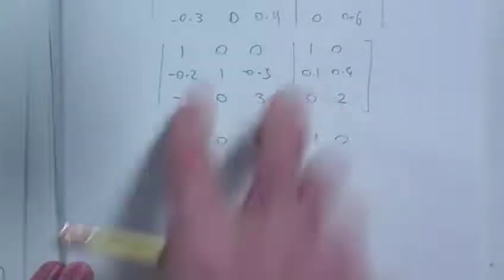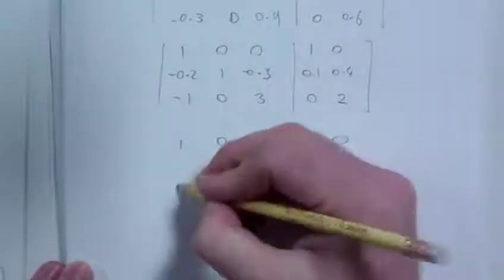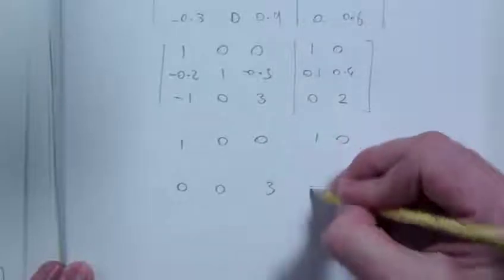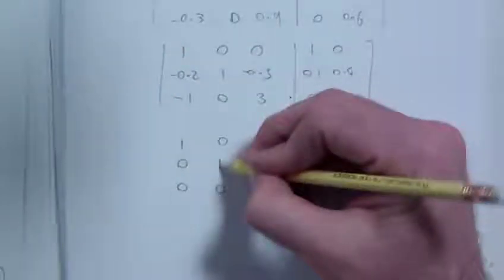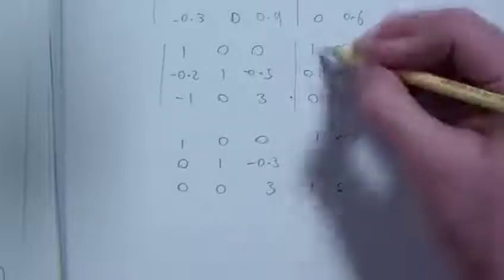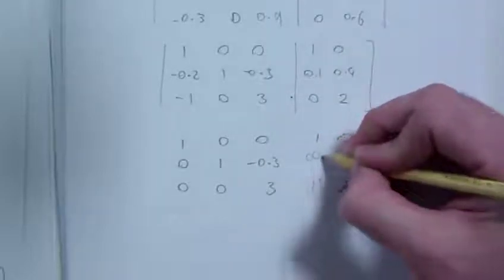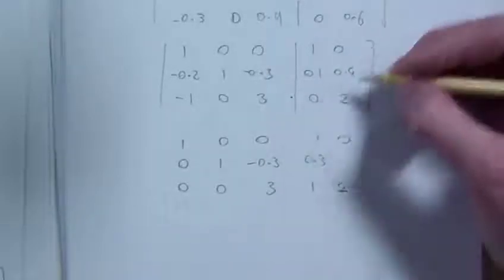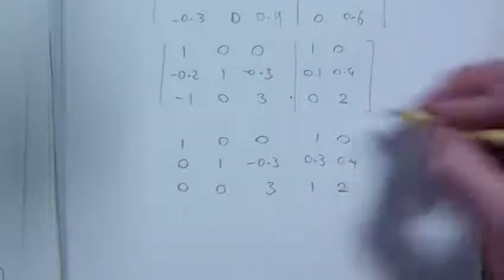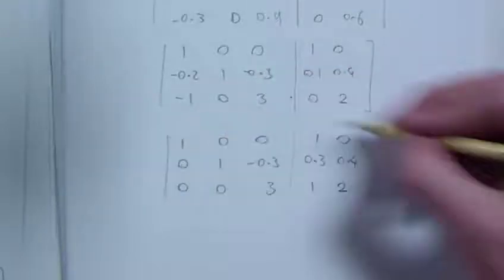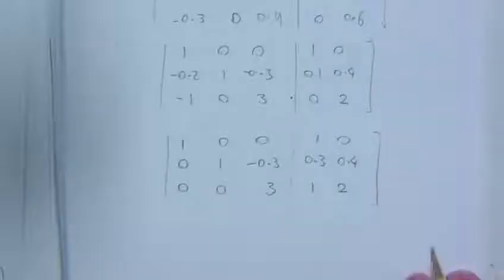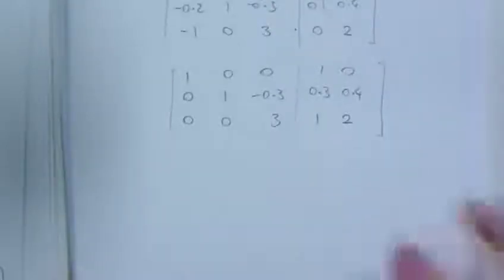So if I add this row onto that row, I'll get 0, 0, 3, 1, 2. And then if I add 0.2 of this row onto that row, I'll get 0, 1, minus 0.3. So that'll be 0.3 and 0.4. Almost there. The only other thing to do now is to create a 0 here and a 1 here.